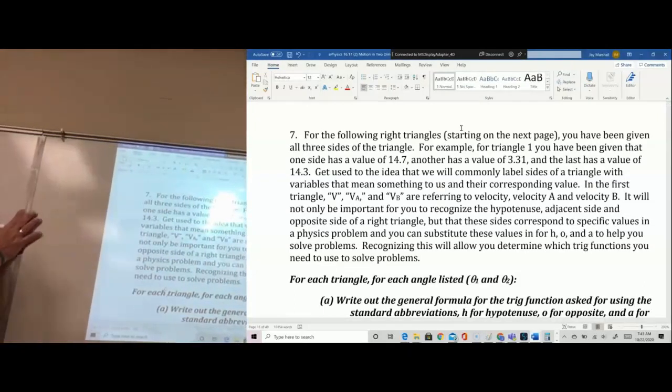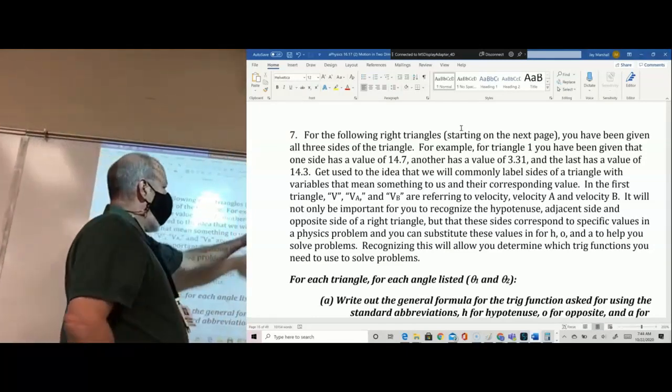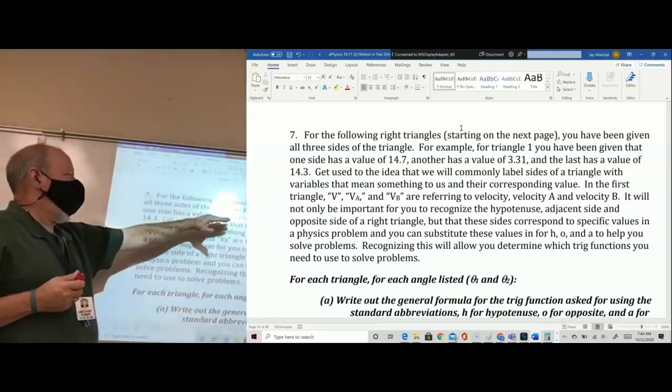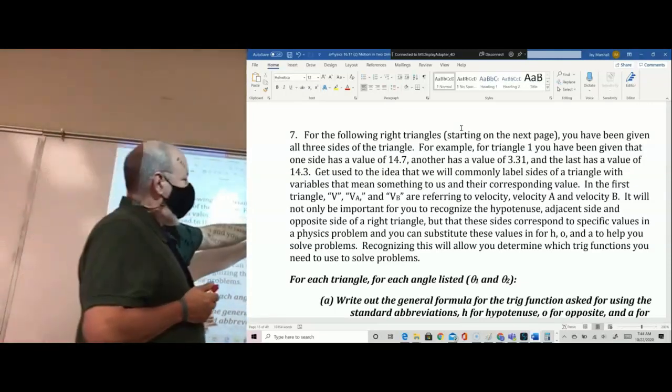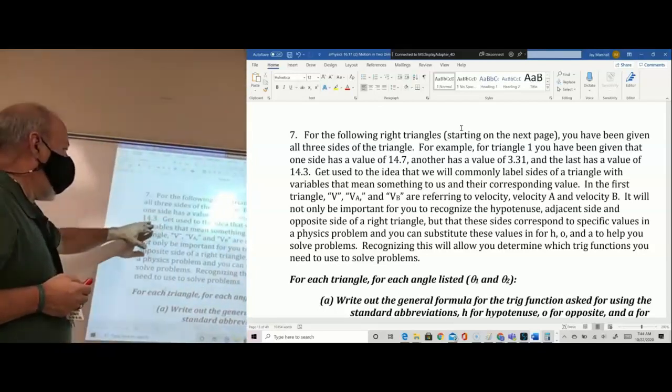Let's see. For the following right triangles, you've been given all 3 sides of a triangle. For example, for triangle 1, you've been given that one side has a value of 14.7, another has a value of 3.31, and the last has a value of 14.3.